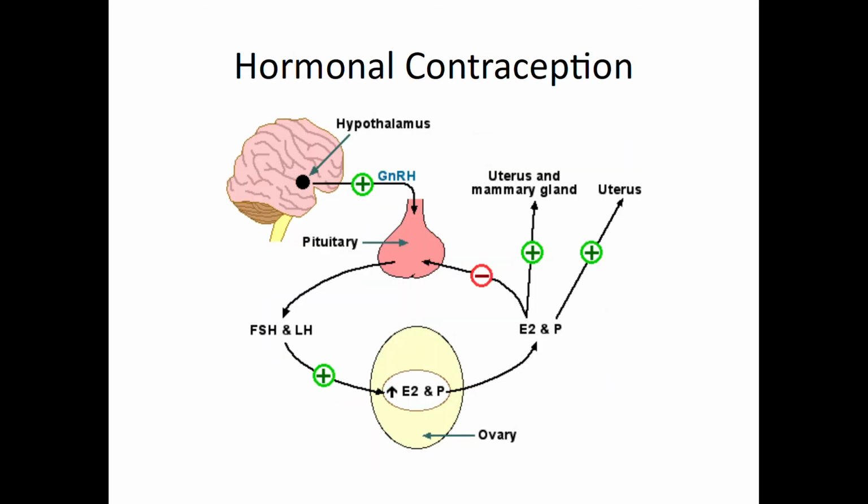So hormonal contraception acts on this by blocking this cycle by bringing in exogenous, from the outside, estrogen and sometimes progesterone. So those are going to then block the production of FSH and LH, preventing this whole ovulatory cycle.